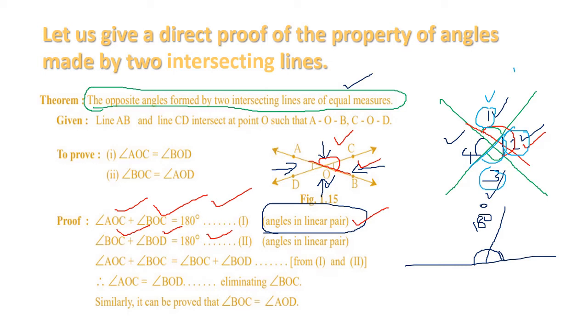So the next line we are saying AOC plus BOC is 180 because of linear pair. BOC plus BOD, which are angles, again 180. In that case, we know that this BOC, which is common, eliminate that. So we can say that AOC, this one, is equal to BOD. So that is what is asked to prove. So we can prove that AOC is equal to BOD. Similarly, we can prove this also. BOC is equal to AOD.